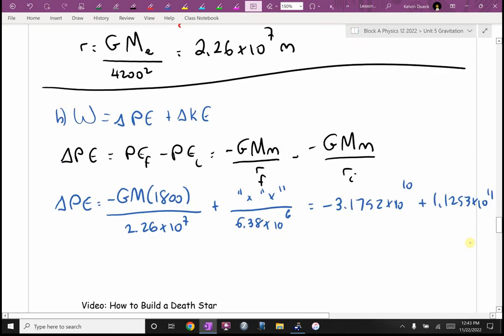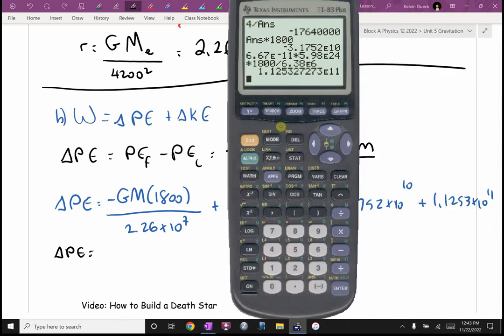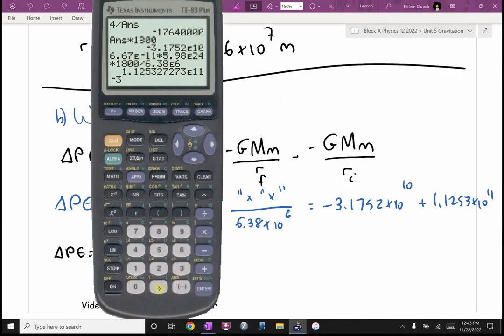All right. The change in potential energy. Those two numbers added together. So negative 3.1752, scientific notation button 10, plus answer button.